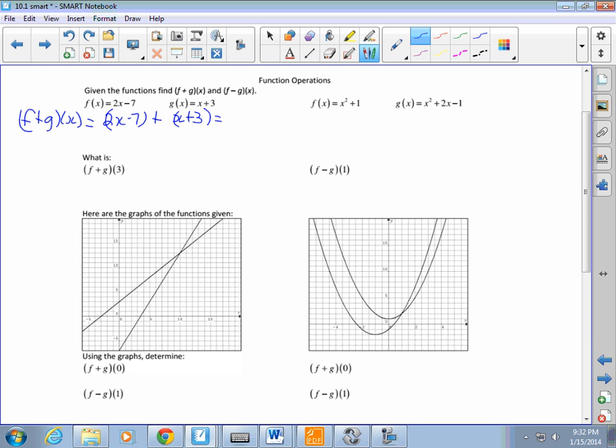Because I don't have a negative sign in between and I'm not changing anything, 2x plus x is 3x, and negative 7 plus 3 is negative 4. If I do f minus g of x, this is going to be 2x minus 7 minus x plus 3. So 2x minus x is x, and negative 7 minus 3 is negative 10.